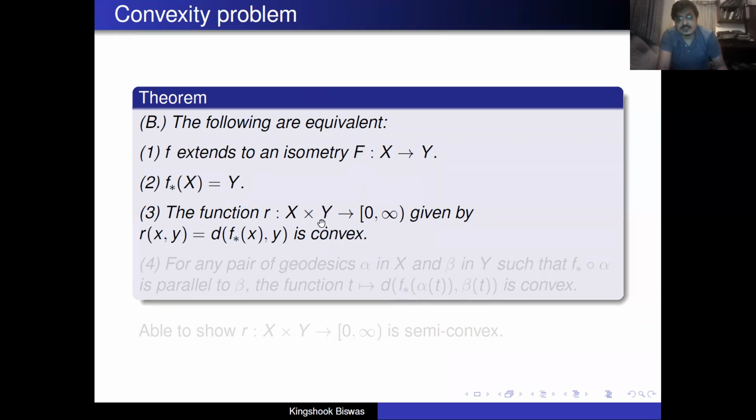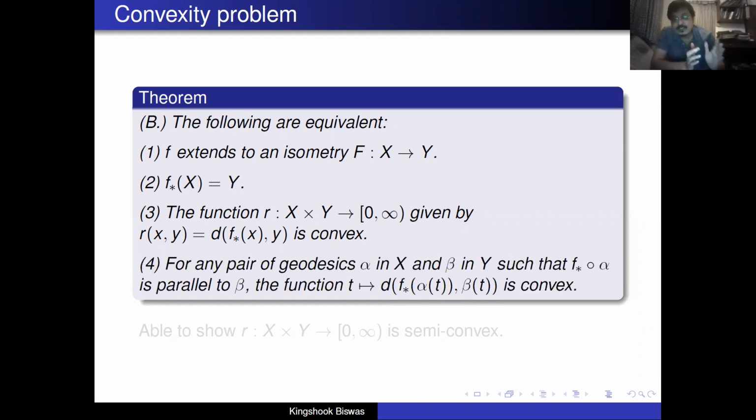And convexity of a function on a manifold means that the function is convex along geodesics in X cross Y, and geodesics in X cross Y just correspond to pairs of geodesics in X and in Y. So we want this function to be convex along all pairs of geodesics. But in fact, we don't need to look at all pairs of geodesics. This is equivalent to the following. You just need to look at parallel geodesics. So for any pair of geodesics alpha in X and beta in Y, such that F star composed with alpha is parallel to beta, if the distance function d of F star alpha t comma beta t is convex, then F extends to an isometry from X to Y. So all these are equivalent.